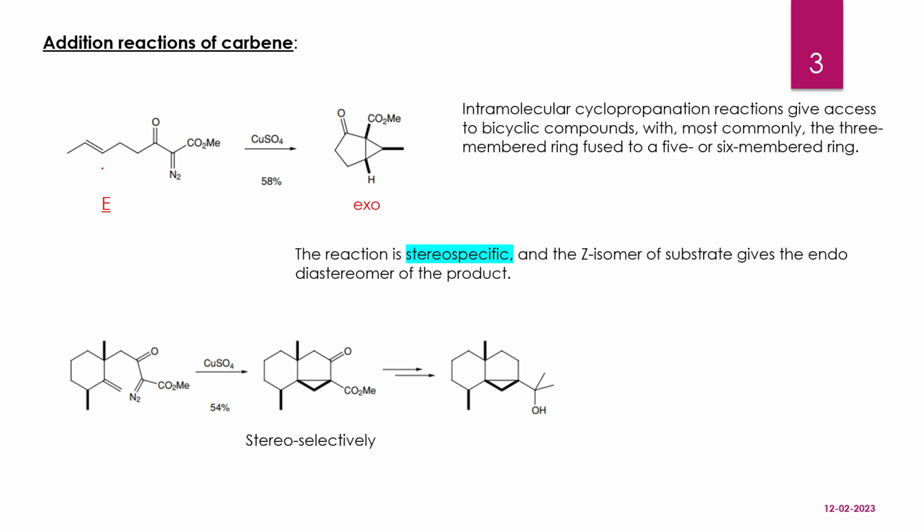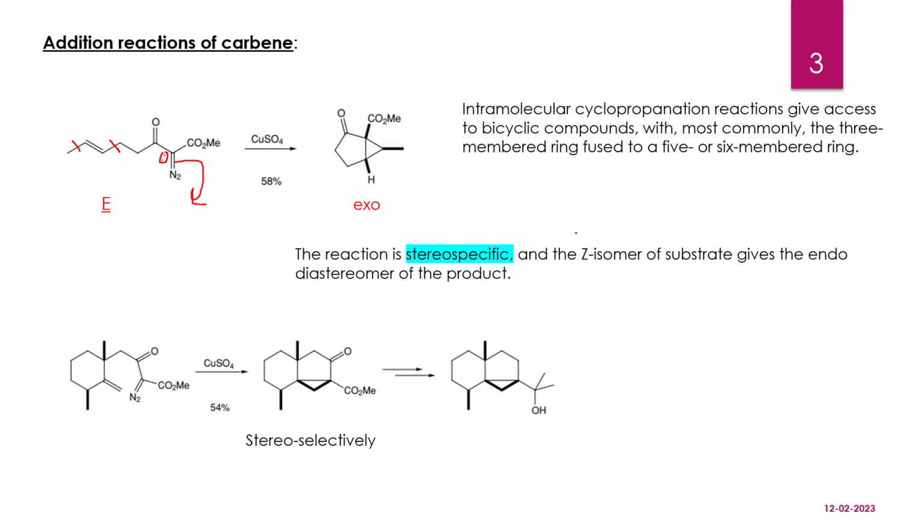So here you can see there is an E double bond. When this is a diazocarbonyl compound, which I discussed in the last week, after N2 elimination a carbene will be generated. This carbene will add to this double bond, giving us this compound.